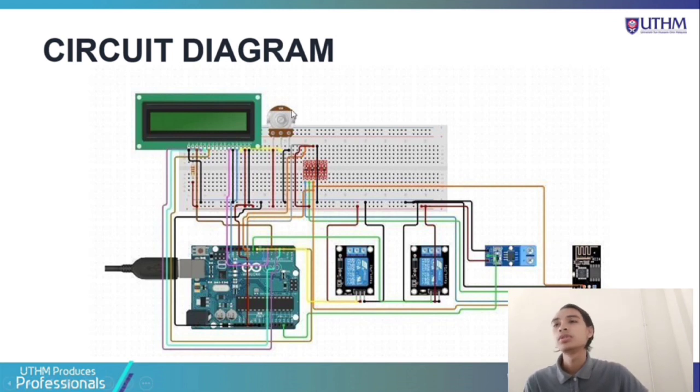This potentiometer functions to adjust the brightness of the LCD, and this is my current sensor, which acts as my input. It gives feedback from the current entering the motor. And the last one is the ESP8266, which is a Wi-Fi module. This Wi-Fi module allows us to control the system using our smartphone with a Wi-Fi connection.